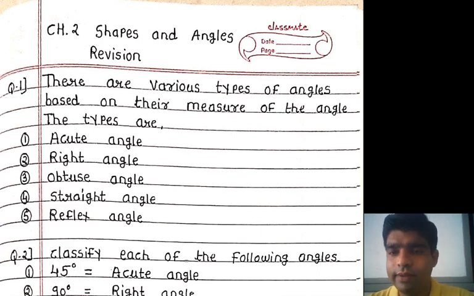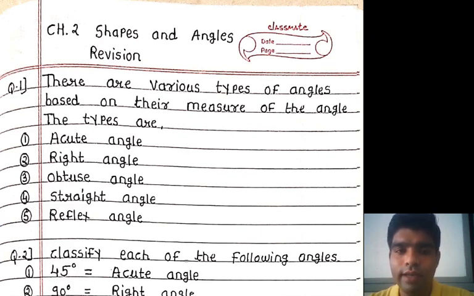Once again I repeat it, an angle which measures between 0 to 90 degrees, otherwise less than 90 degrees. Both meanings are the same. Less than 90 degrees, otherwise 0 to 90 degrees, and this type of angle is called an acute angle.